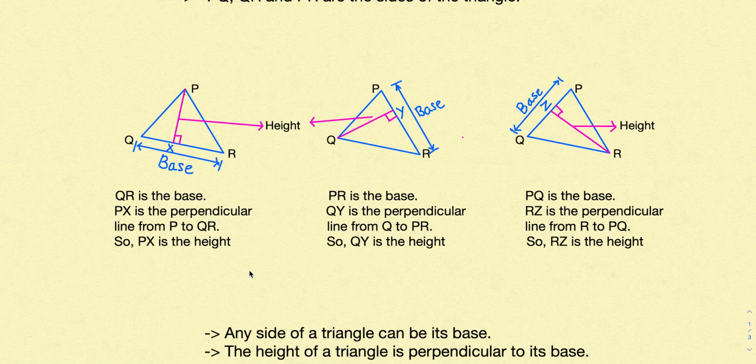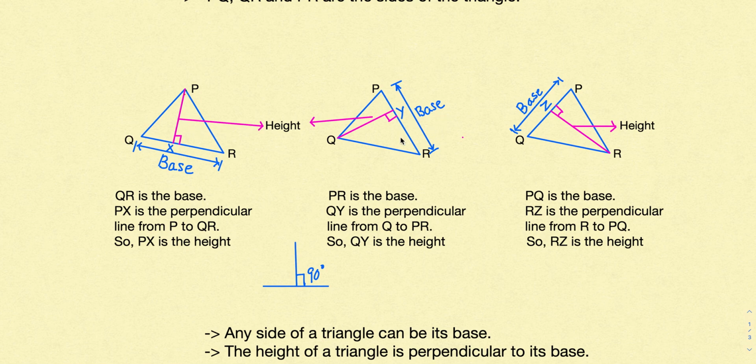For those who are not very sure about what perpendicular lines are, basically it is two lines. For example, this is one line and this one is another. If they are at 90 degrees, let's say this is the symbol of perpendicular, that means they are at 90 degrees to each other. That means these two lines are perpendicular to each other. So in this case, if QR is my base and I drop a perpendicular from P to QR, that's my height.